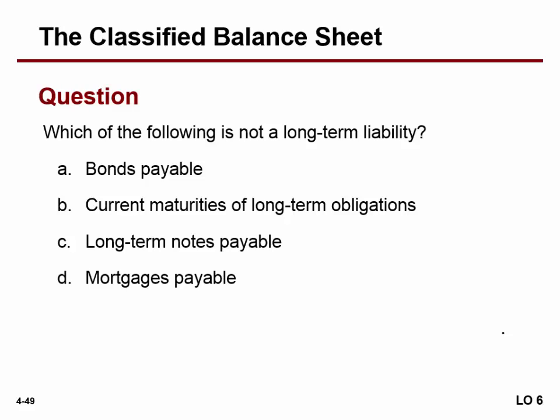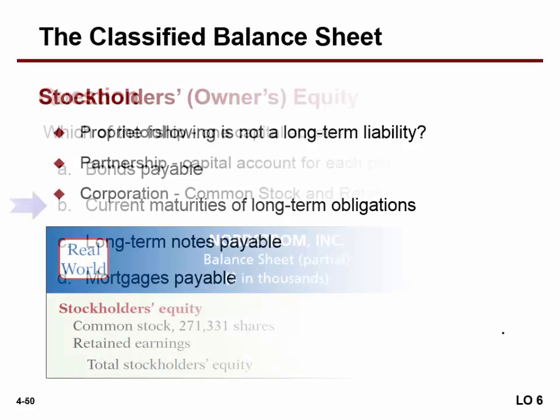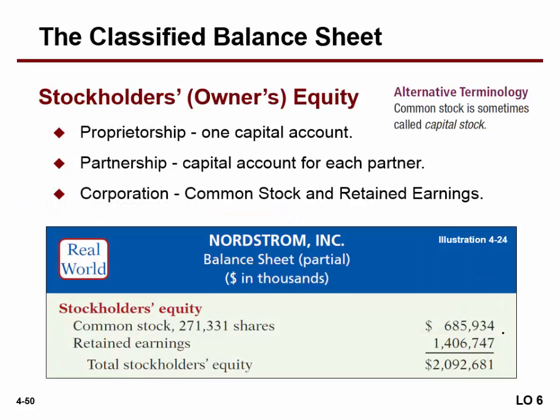Okay. All right. So what happens? You got to recognize your knots in these questions. And so which one is not? Current maturity, right? The current portion, obviously. Okay, good. And then we have our stockholders' equity.